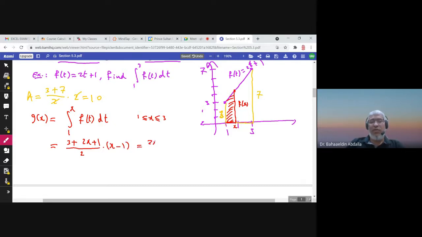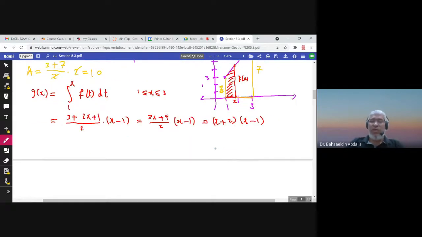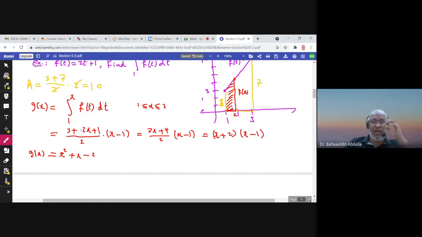So I have (2x plus 4) over 2 times (x minus 1), or if you take 2 as a common factor and cancel with the 2 in the denominator, I have (x plus 2) times (x minus 1). And this is x squared plus 2x minus x minus 2. So this is the function defined by this integral. It is equal to x squared plus x minus 2.